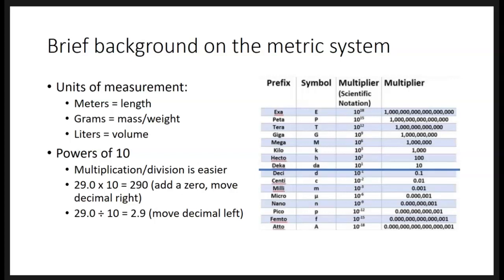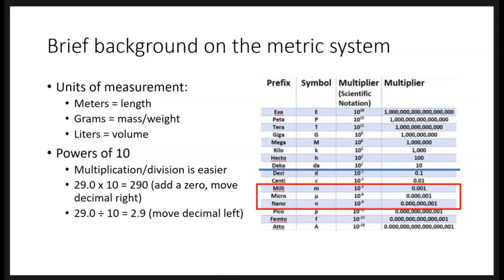Right? The metric system is a system of measurement. We have a number of different units for measuring different things. We have meters to measure length, we use grams to measure mass or weight, and we use liters to measure volume. An important aspect of the metric system is that it's organized into powers of 10.